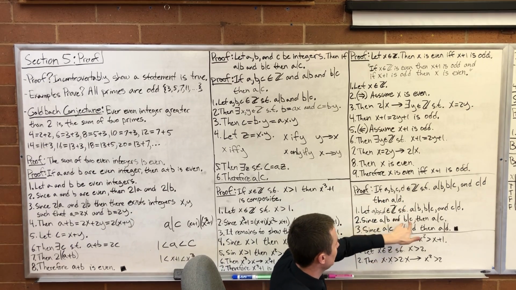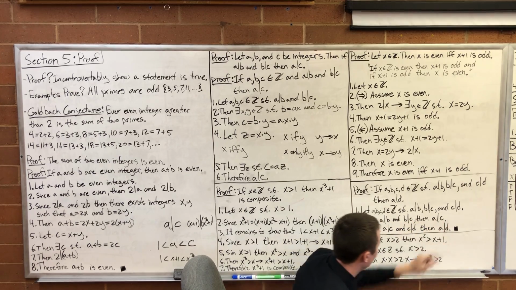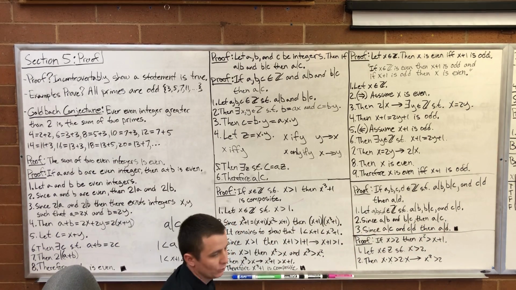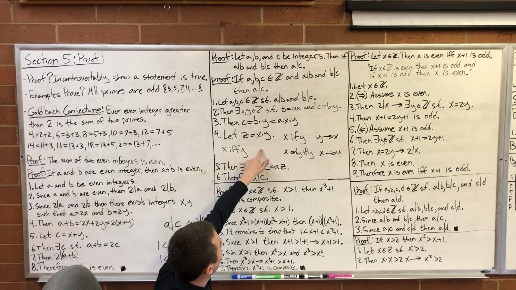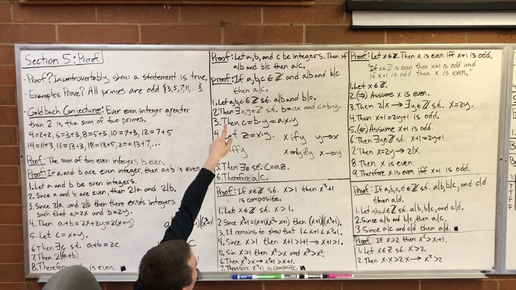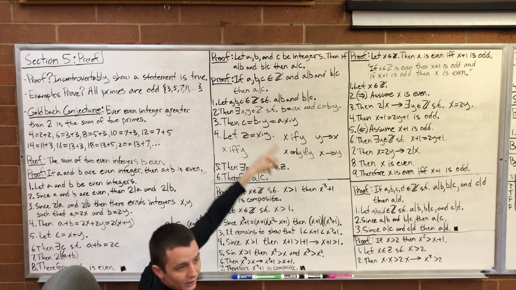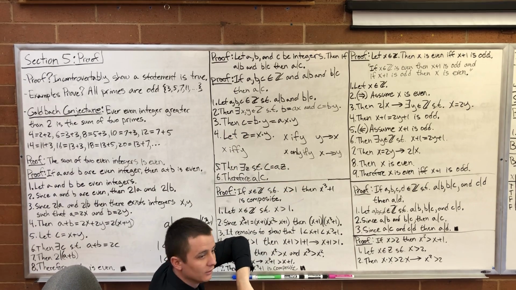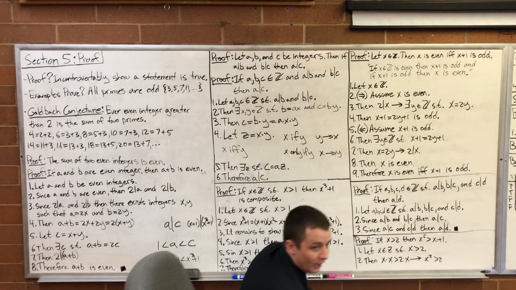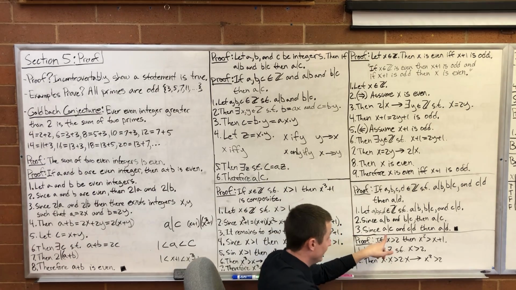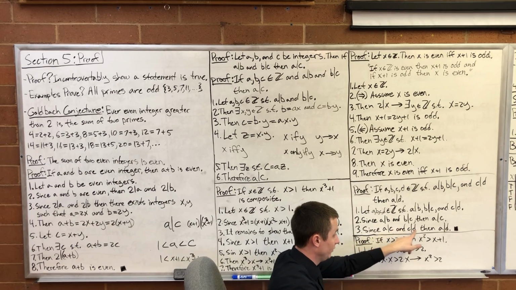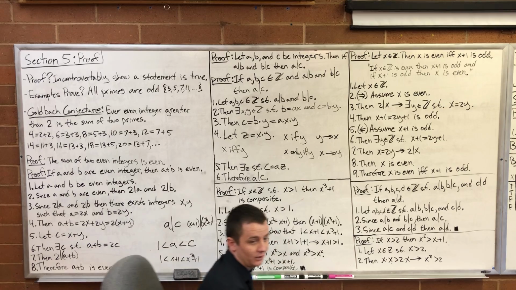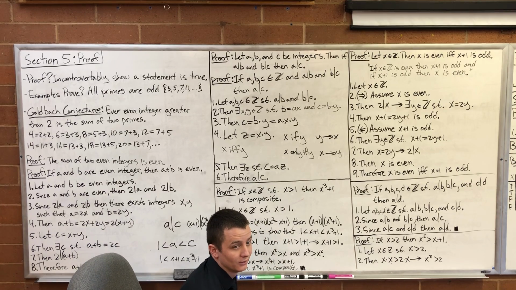Since A divides B and B divides C, then A divides C. How the heck do I know that? Because you just proved it. Ah, because of this proof right here. This proof says if A divides B and B divides C, then A divides C. And now we're going to use that proof again. Since A divides C and C divides D, then A divides D. Right. And we're done.